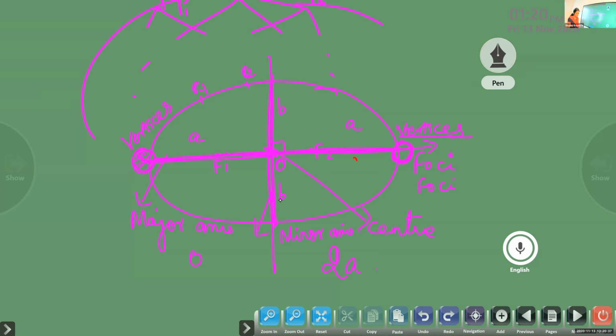And the distance between the foci. Listen, children, the distance F1F2 we denote as 2c. This distance will be c, and this distance is also c. F1F2 is 2c.